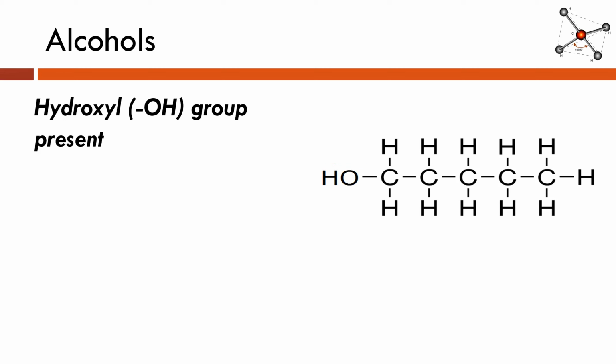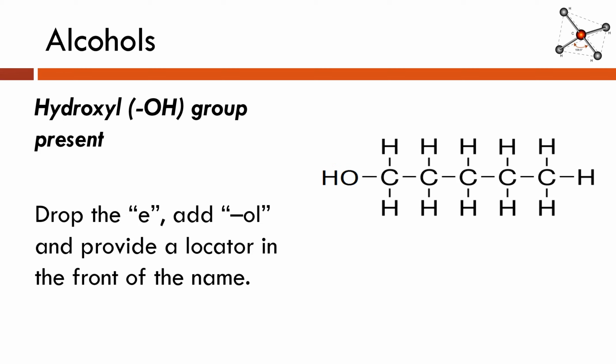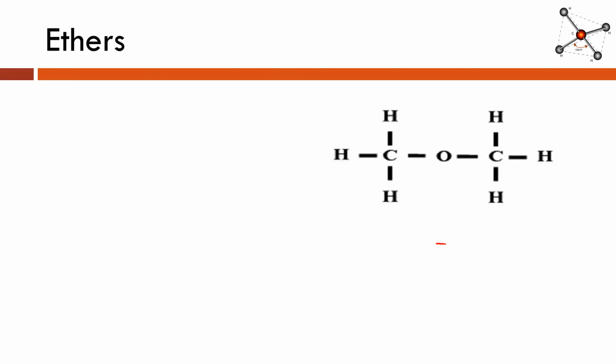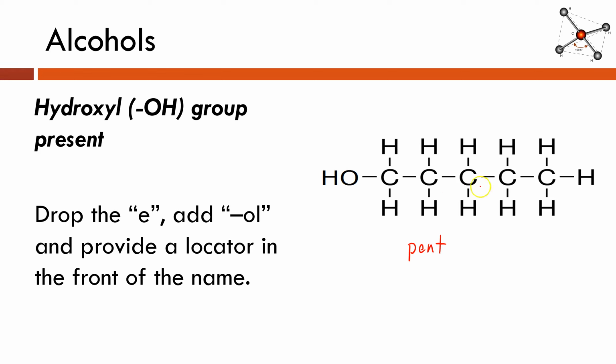When you are naming an alcohol, you are going to name the longest string of carbons, our parent structure. You're going to drop the E from the end of that name, add OL as a suffix. Then we're going to provide the locator in front of the name. So again, let's do this together. I've got 1, 2, 3, 4, 5 carbons all bonded together with single bonds. So I know the prefix for 5 is pent. It is all single bonds, so this is going to be pentane.